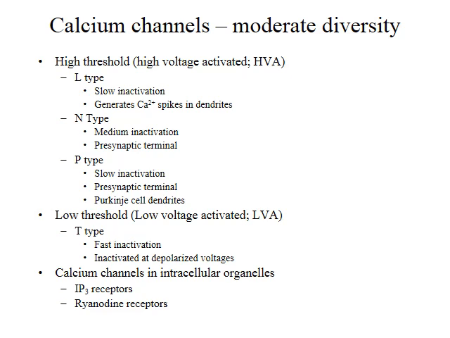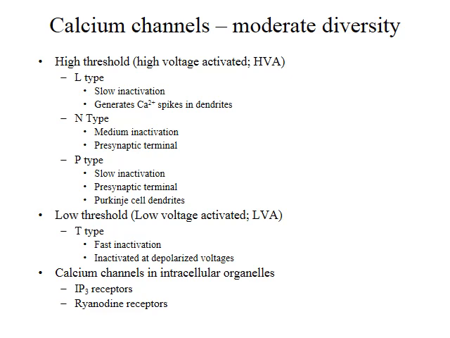Then if we look at low threshold channels, low voltage activated channels, there's one principal type, the T-type channel. This is a fast inactivating channel and inactivates with relatively small depolarizations as well. So these are the voltage-gated channels that are expressed on the plasma membrane of neurons, as well as other types of cells. L-type calcium channels are also expressed in striated muscle cells.